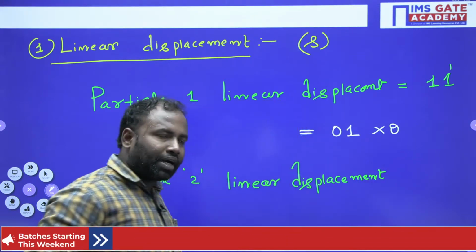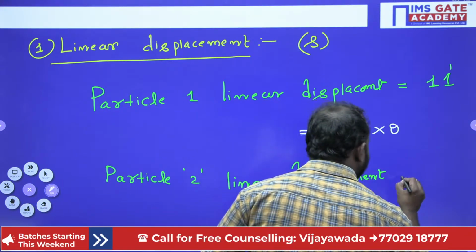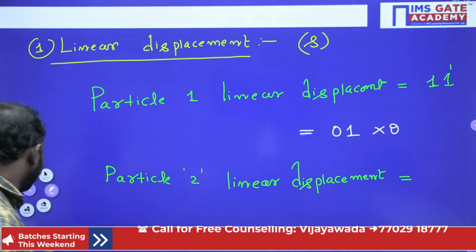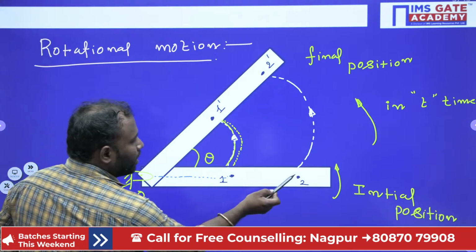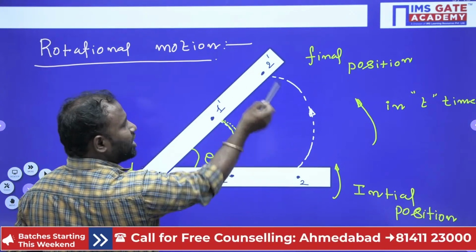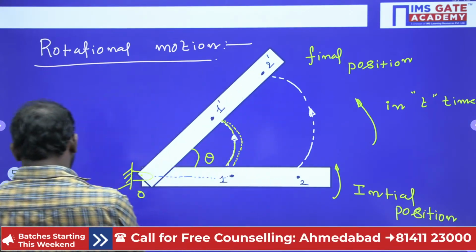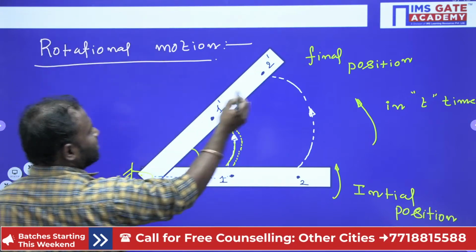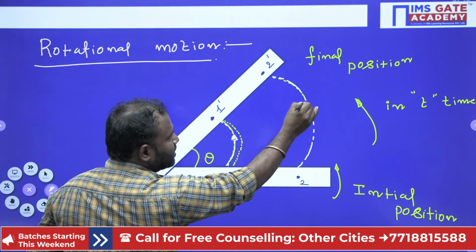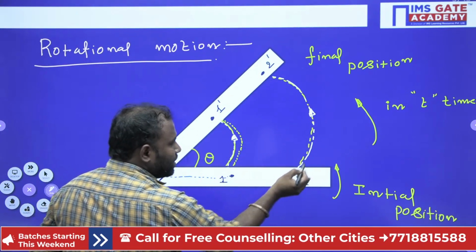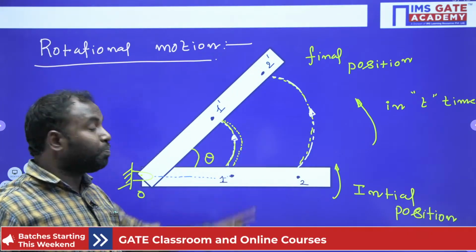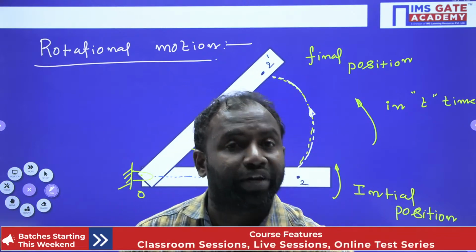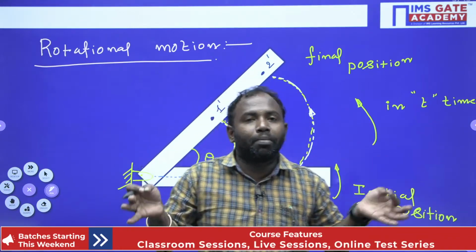All right, particle 2's linear displacement. Can I write my particle 2 linear displacement? So 2 to 2 dash is my particle 2 linear displacement, right? This distance 2 to 2 dash is the linear displacement of particle 2 when this body is under pure rotational motion. Okay, I hope everybody understands, right?